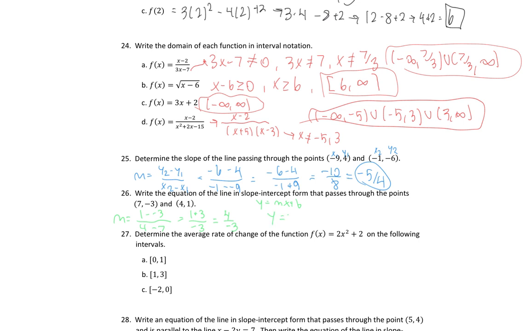Okay, so that means it's going to be -4/3 x + b. But we need to figure out what the b value is. One way we can do that is we can plug in one of our points. I'm going to pick (4, 1). You could do (7, -3). It's the same thing.